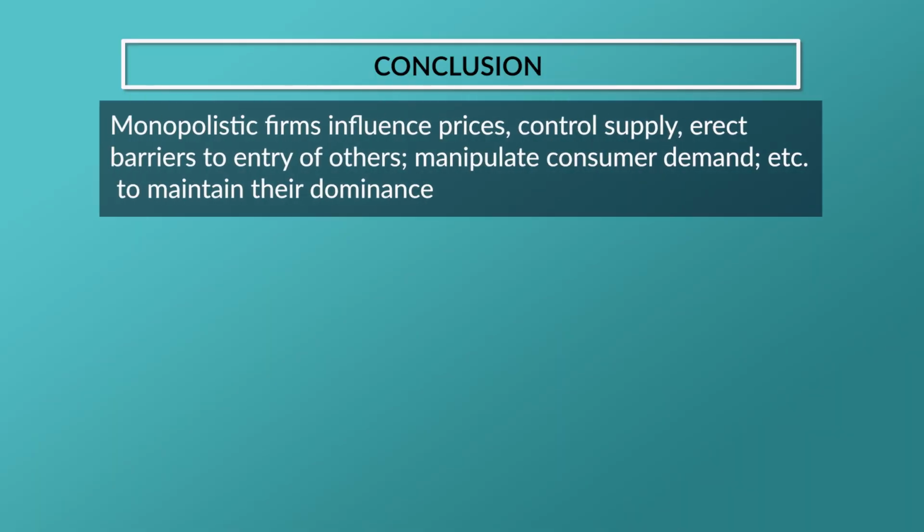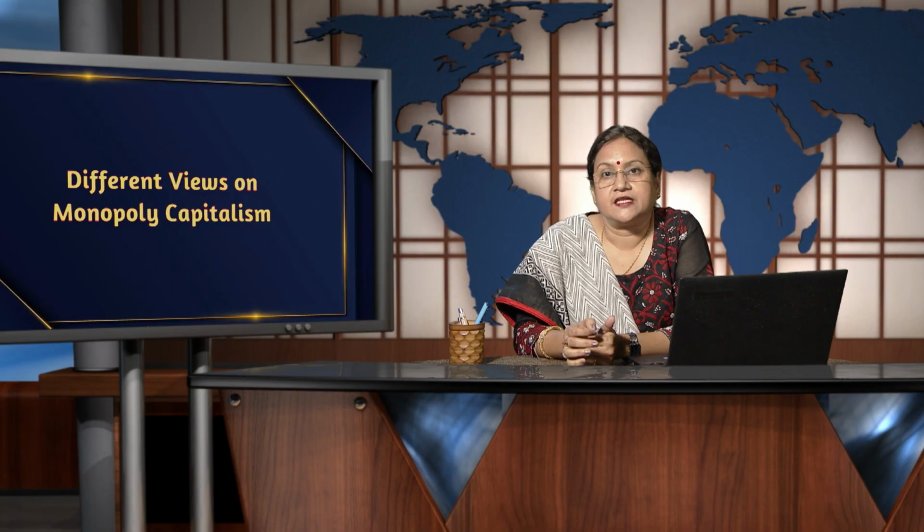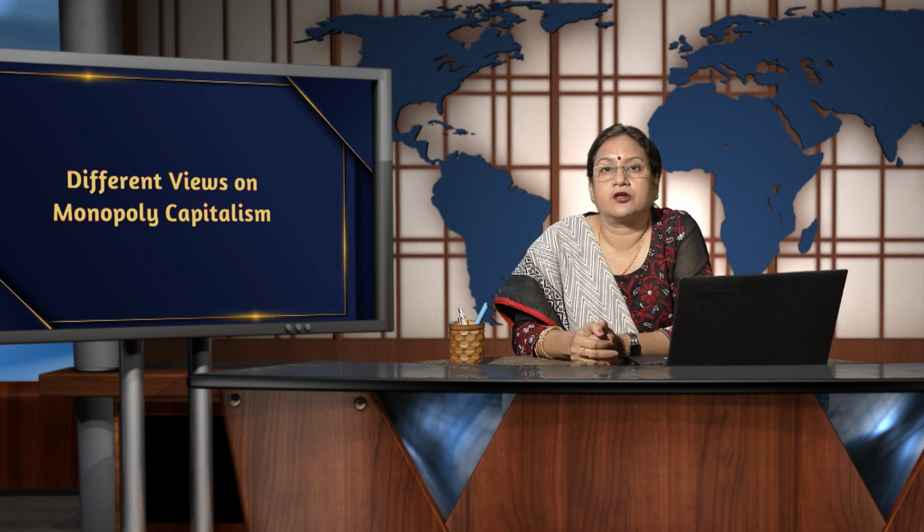Finally, let us conclude what we have studied in a single sentence. Monopolistic firms today influence prices, control supply, erect barriers to entry of others, and manipulate consumer demand in order to maintain their dominance. What we find today is the rise of mega monopolies in the contemporary world.